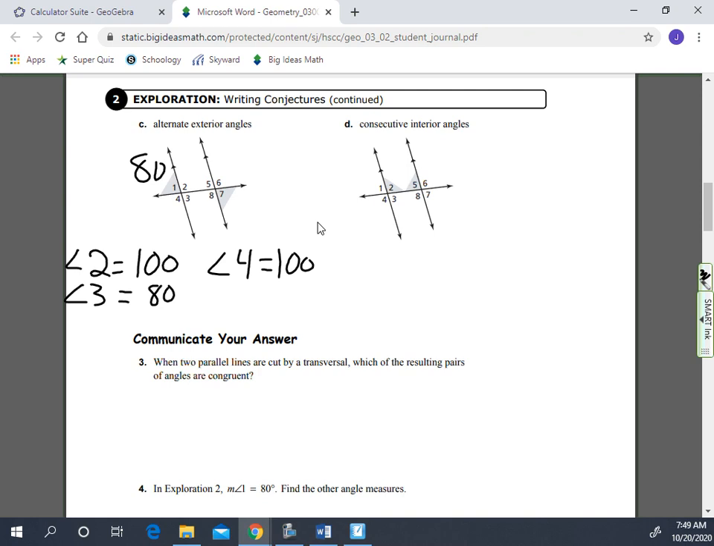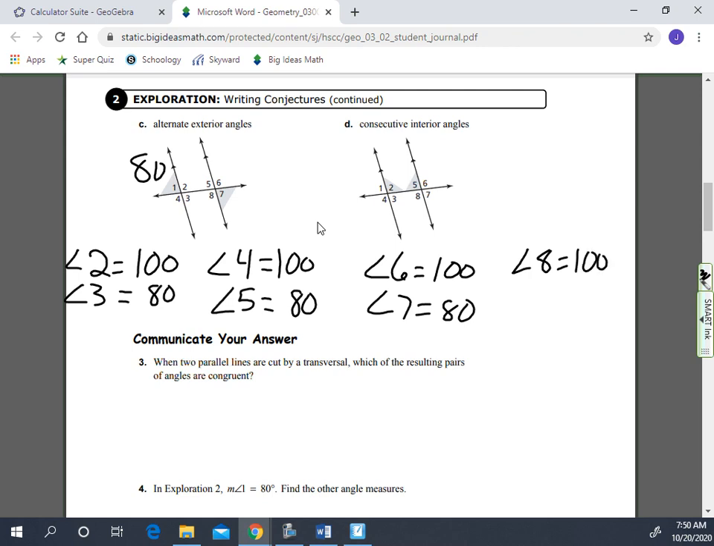Angle 5 is the same as angle 1 because they're corresponding angles, so that has to be 80 degrees. Angle 6 has to be 100. Notice all my odd numbers are 80 degrees and all my evens are 100. And so that will save us some time here. Angle 7 means that's 80 because that's an odd number, right? It's also an alternate exterior angle to angle 1. And then angle 8 is going to equal 100. Okay, so there's all my angle measures from exploration 2.